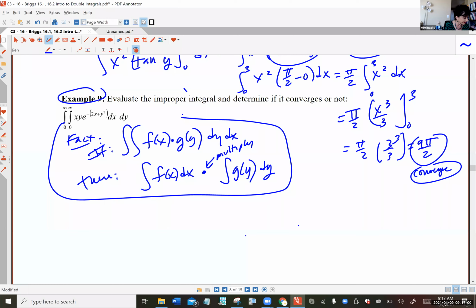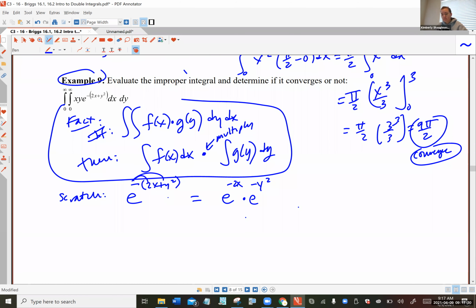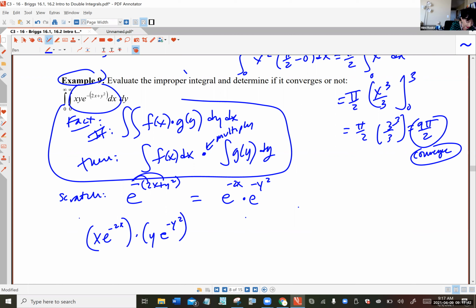So is it applicable here? Because it kind of doesn't look like it. Well, here's a little bit of scratch work for you. e to the negative quantity 2x plus y squared can be written as e to the negative 2x times e to the negative y squared, after I distribute my negative, of course. And then I'm using an exponential rule. So do you agree with this, that it's true? Yes. If you do, then I hope you can see that this integrand, I can rewrite it as x e to the negative 2x times y e to the negative y squared, like that.